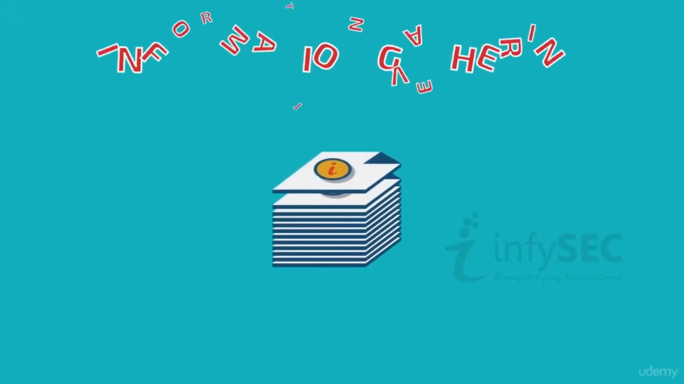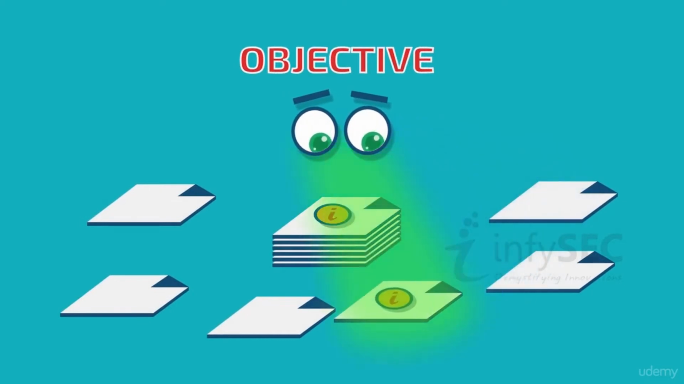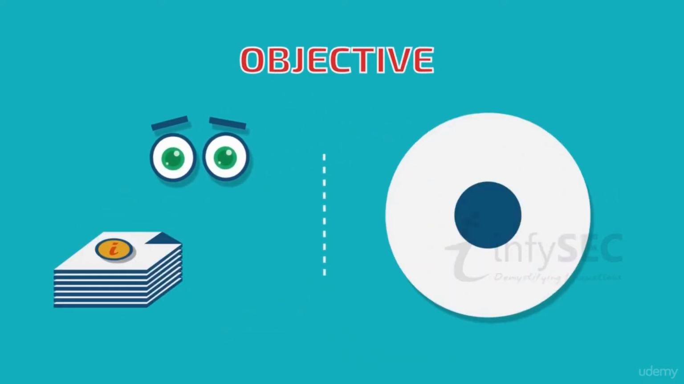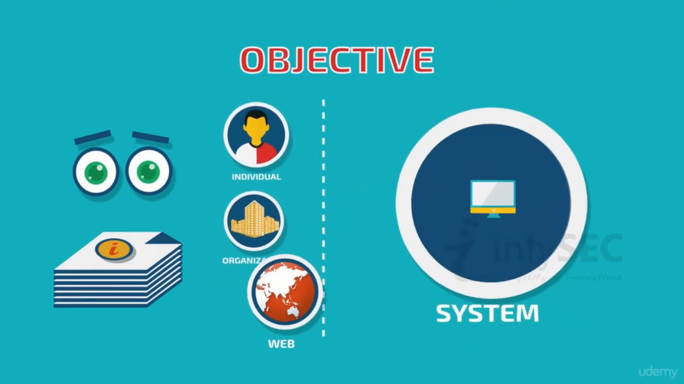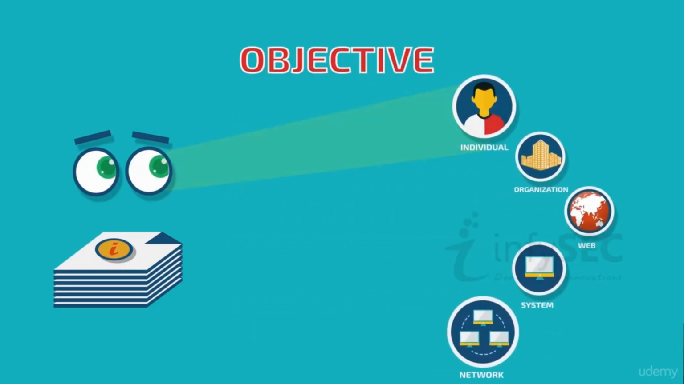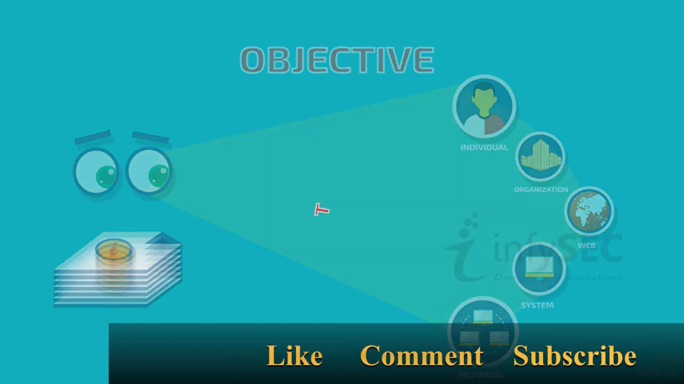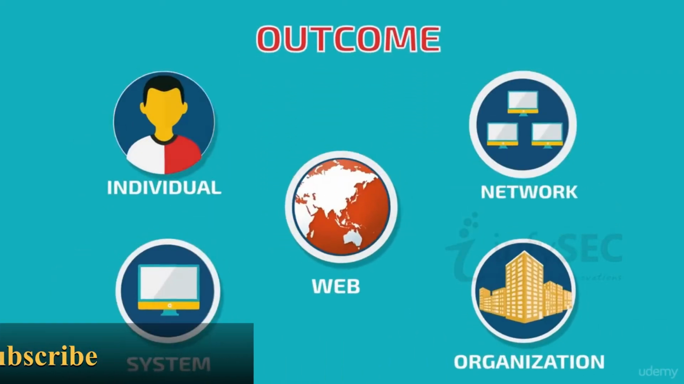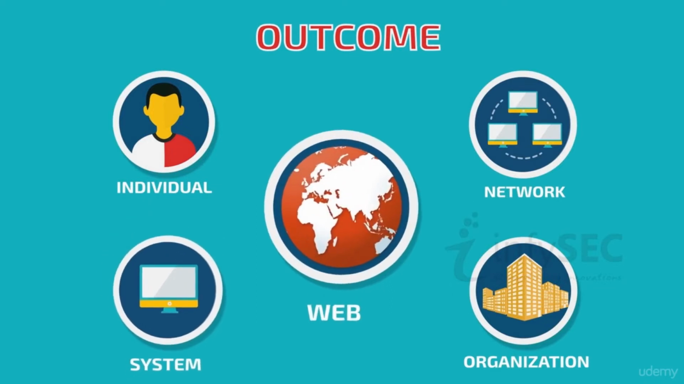Information gathering. Objective: to study and gather information about the target, which may include any of the following: an individual, an organization, web, system, or network. This is done via direct intrusion or indirect abstraction of information. Outcome: on completion of this chapter, one would have a complete blueprint of the security status irrespective of the target being any of the following: system, web, or network.